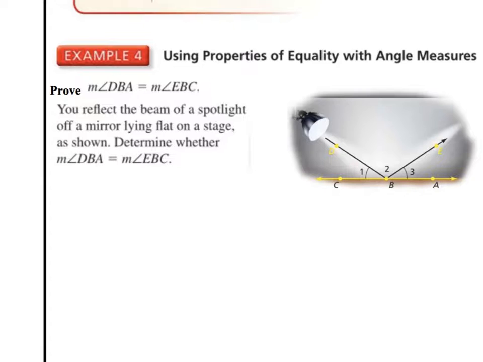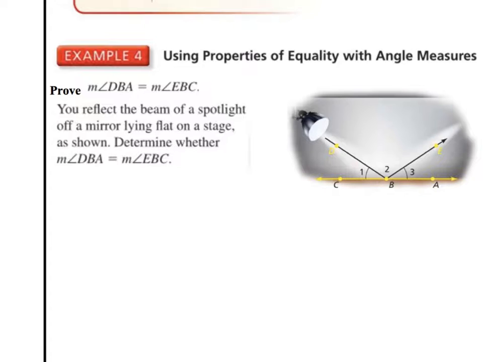The second thing is don't assume. Do not assume something is an angle bisector or that things are congruent. Just because they look congruent does not mean that they are. We've been talking about that a lot. So it has to be marked or you have to be told.